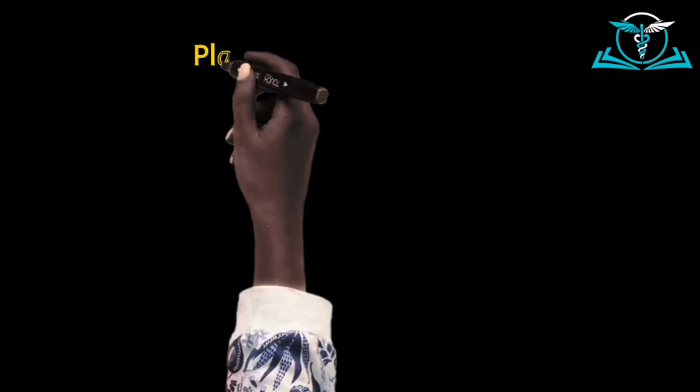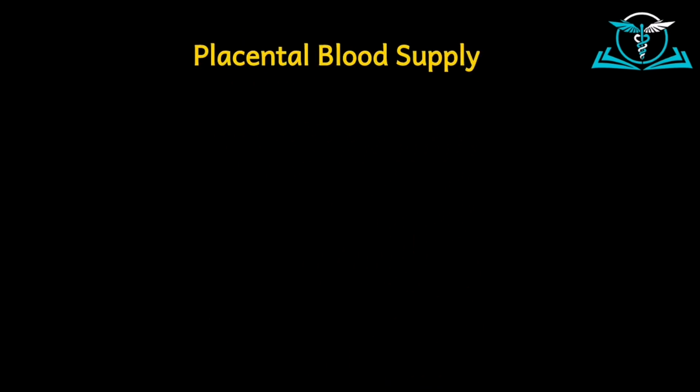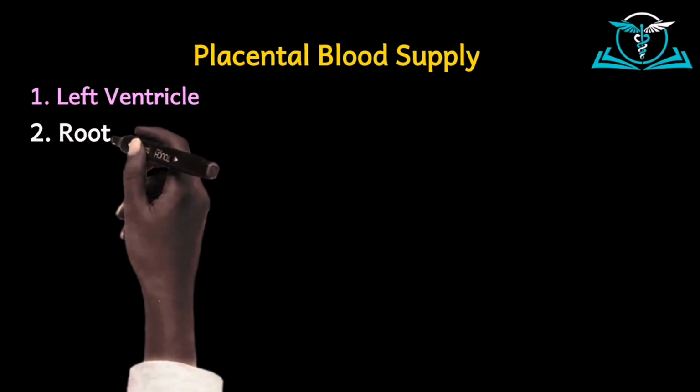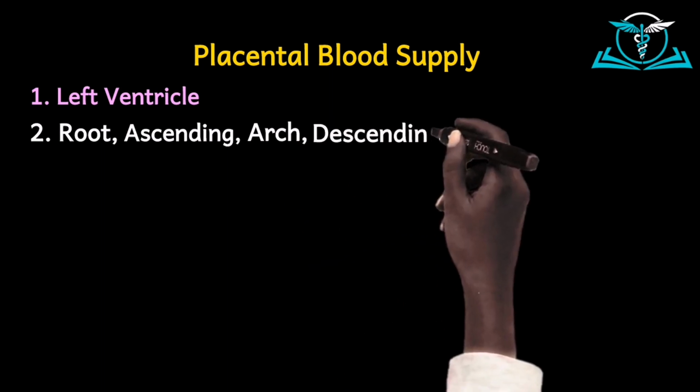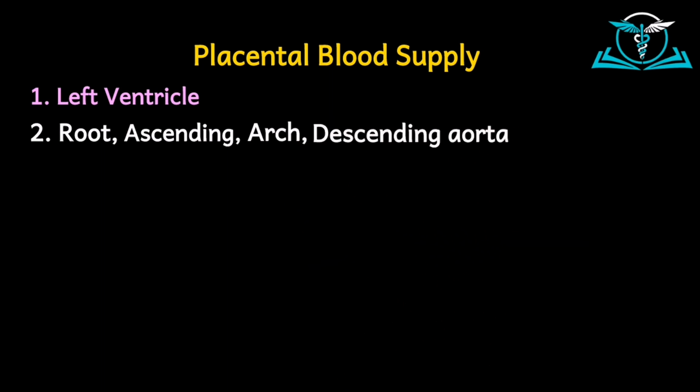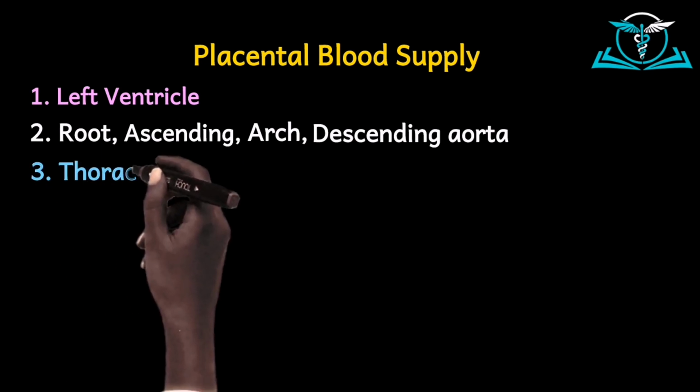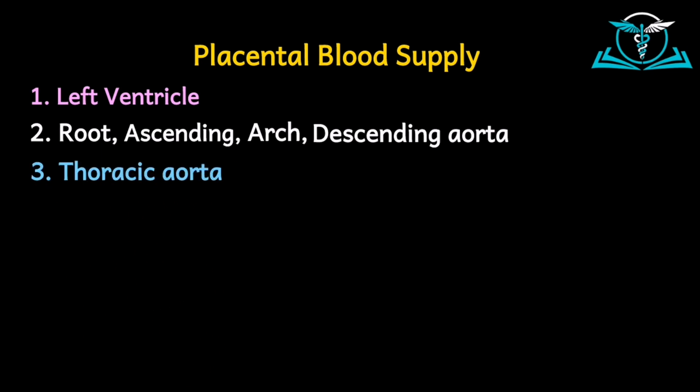For example, if we are asked to describe how the placenta gets its blood supply during pregnancy, the fetus within the womb, how does it get its blood supply from the mother? Then we know that it is from the left ventricle first. Then the blood will go through the root of the aorta, pass through the ascending aorta, the arch of the aorta, and then the descending aorta. And from there, the next place it would move to is the thoracic aorta. After the blood has crossed the thoracic aorta, it will enter the abdominal aorta.